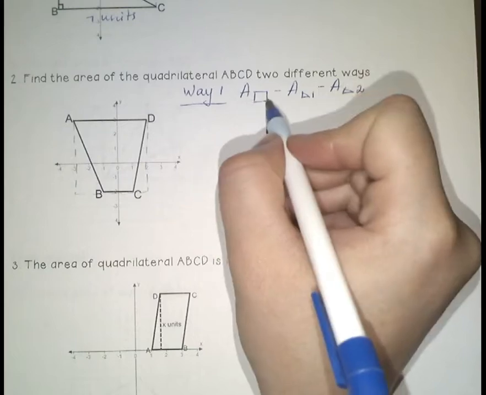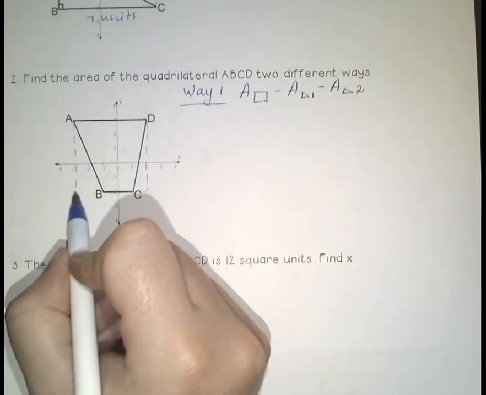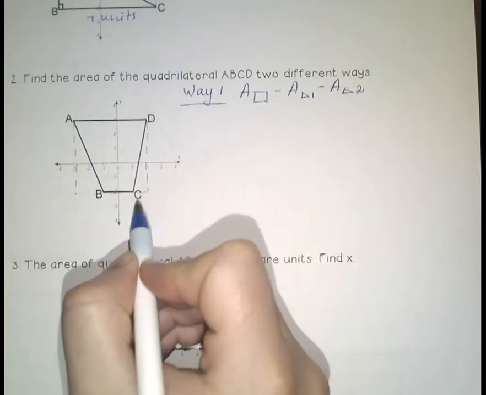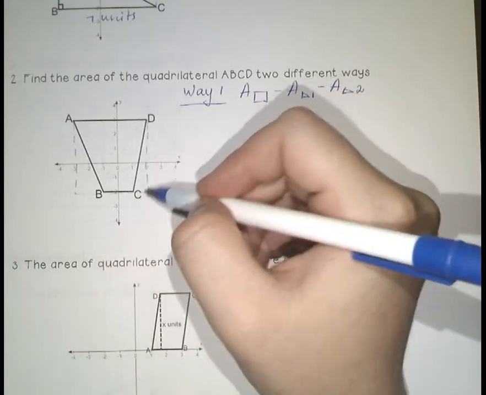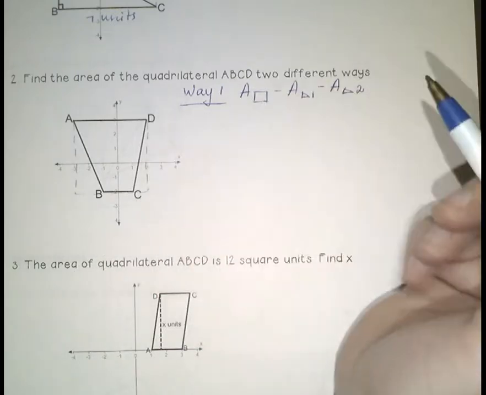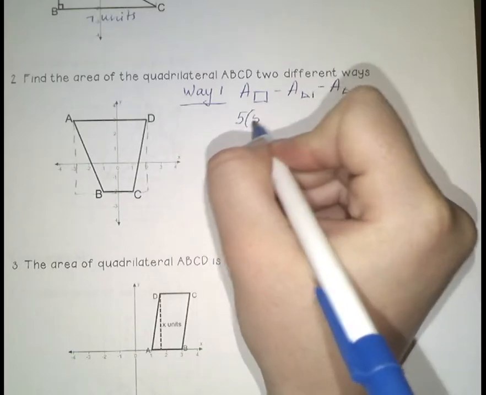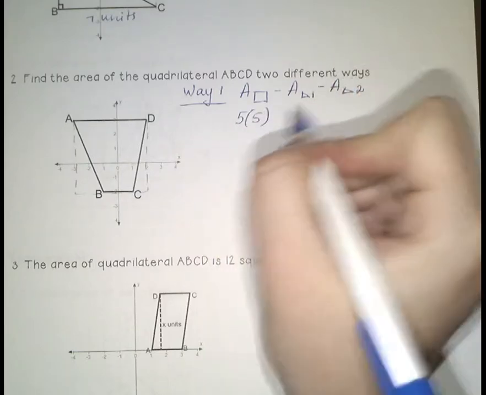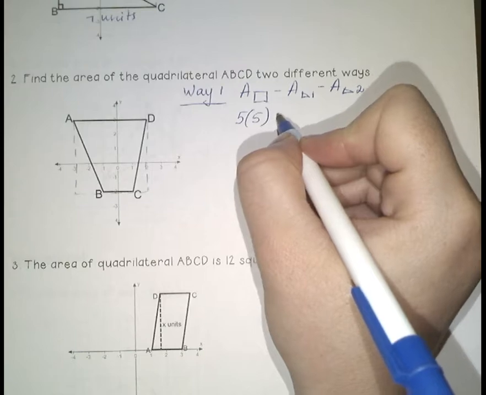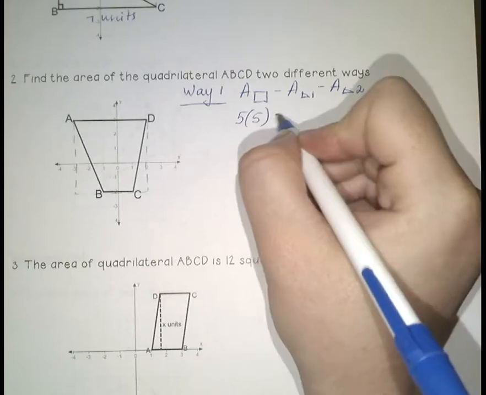So area of the rectangle. The rectangle is from -3 to 2, so it's 5 units by 5 units. So we have a square here, 5 by 5, and I'm subtracting areas of the two triangles. 1/2.